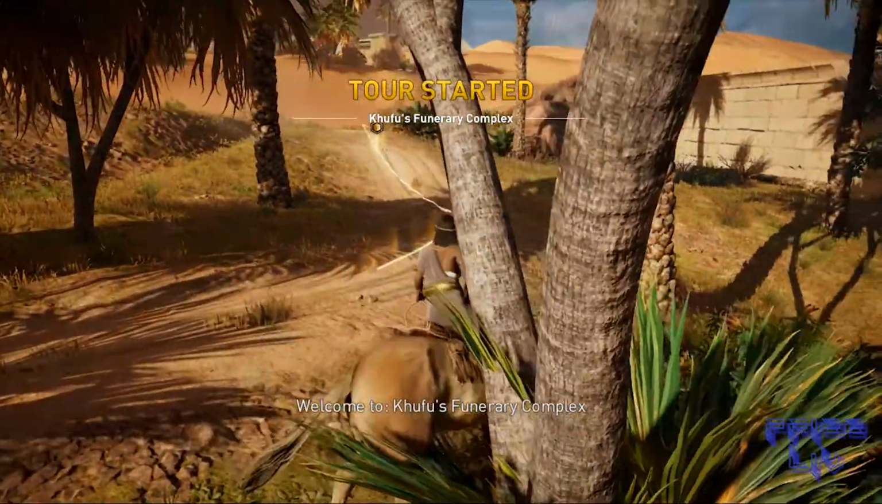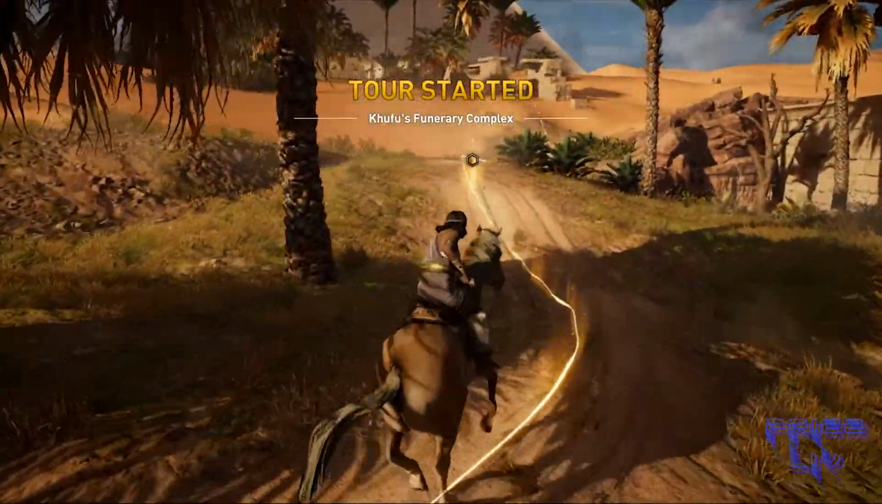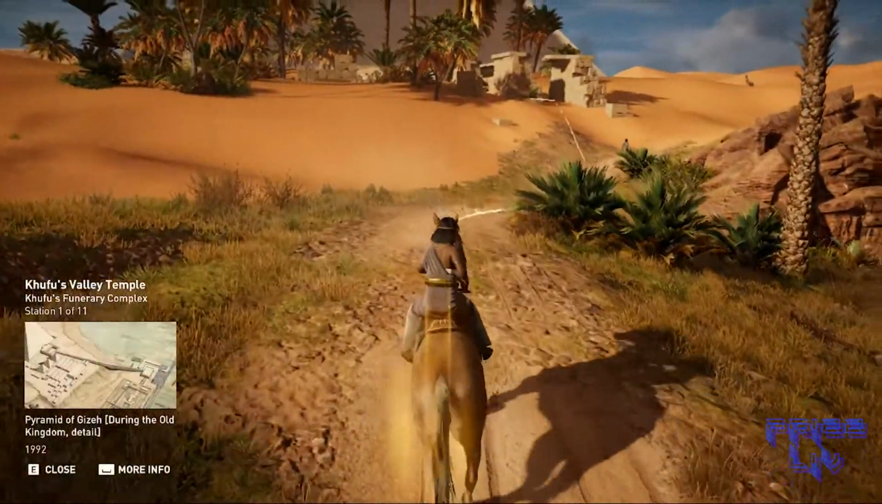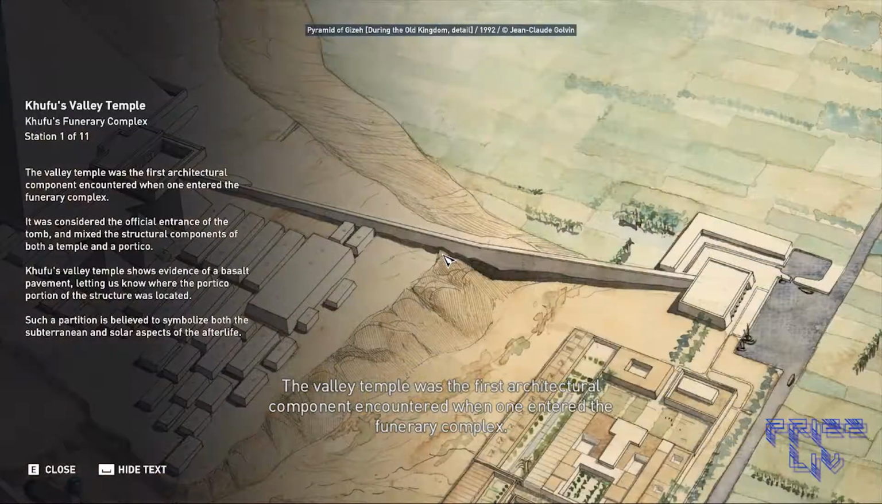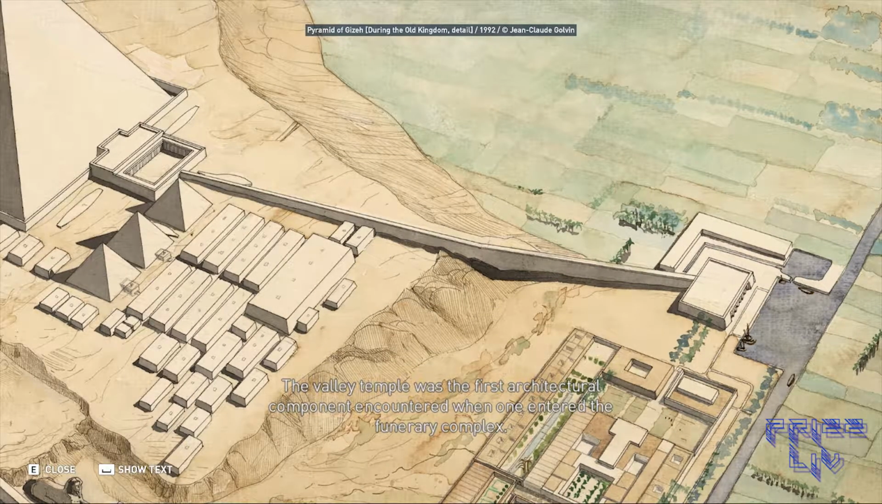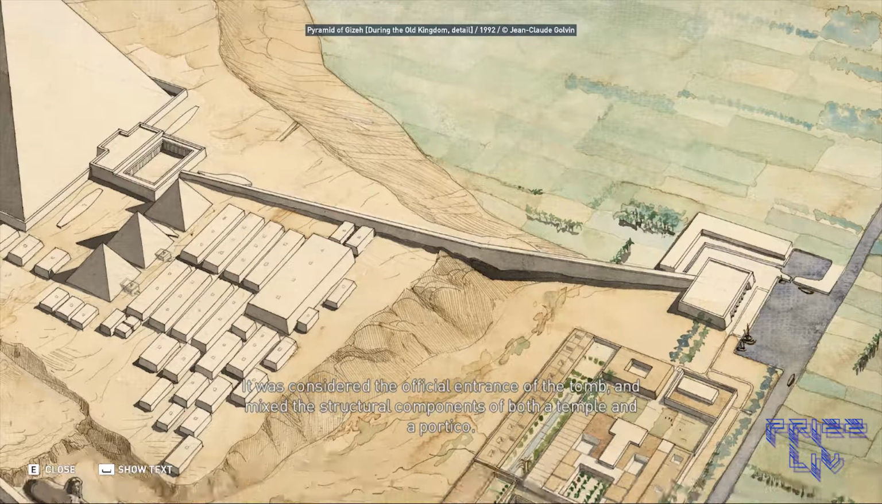Welcome to Khufu's funerary complex. The Valley Temple was the first architectural component encountered when one entered the funerary complex. It was considered the official entrance of the tomb and mixed the structural components of both a temple and a portico.